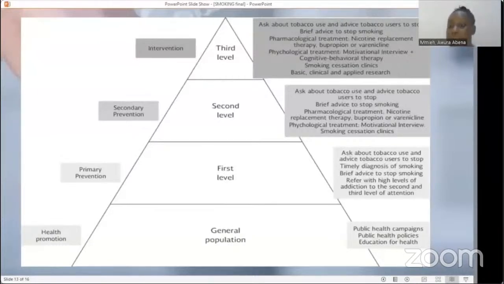We ask again about tobacco use and advise the users to stop, give them brief advice to stop smoking, pharmacological treatments, and nicotine replacement therapies. Then third level intervention. Again, ask about tobacco use, give brief advice, introduce pharmacological treatments, and psychological treatments where they could seek counseling, go for therapy, cognitive behavioral therapy, and smoking cessation clinics.